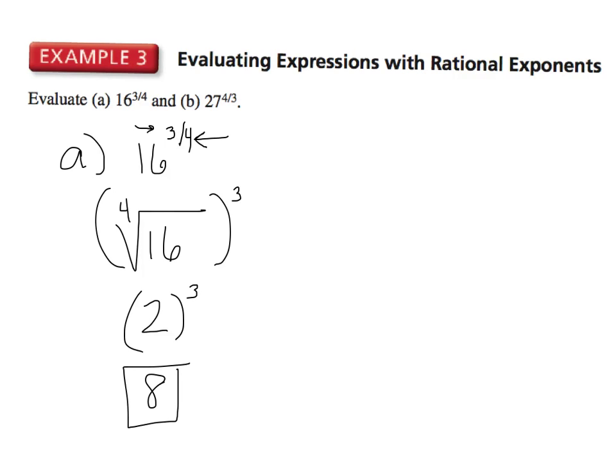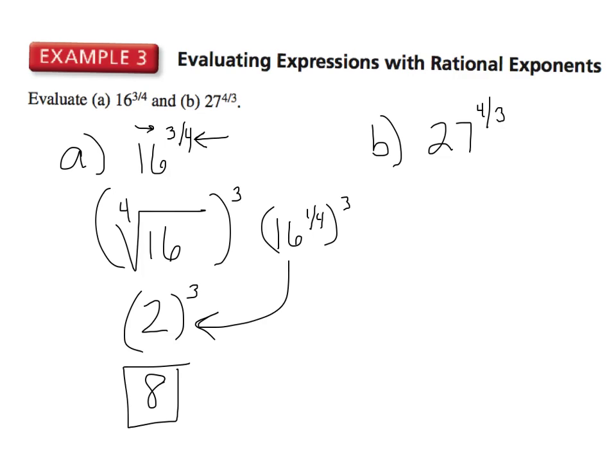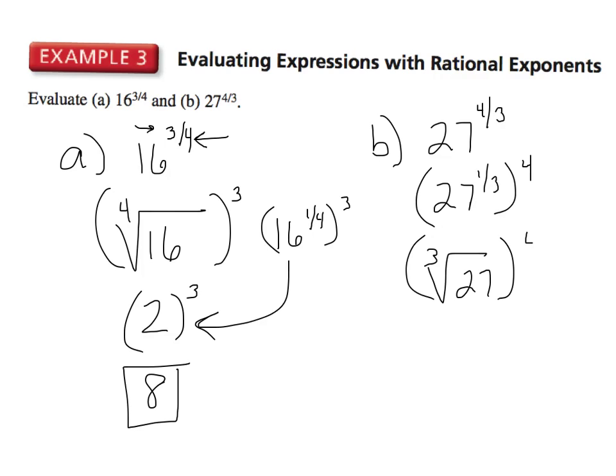Now, there's another way you could have done this. You could have just done this. 16 to the 1/4 power, to the 3rd, simplify that to 2, and then taking that to the 3rd power. So let's try B. 27 to the 4/3 power. That would give me 27 to the 1/3 power, all to the 4th. Or you could write it as the cubed root of 27, all to the 4th power. Well, the cubed root of 27 is 3, to the 4th power. 3 to the 4th power is equal to 81.